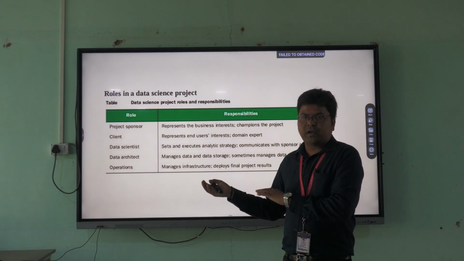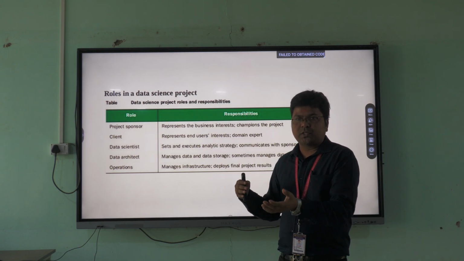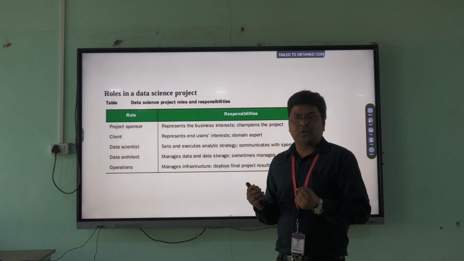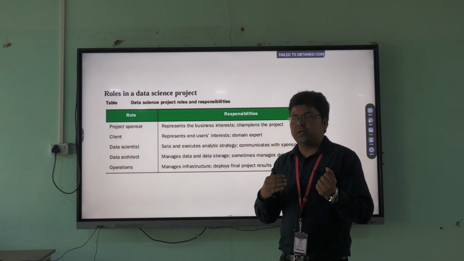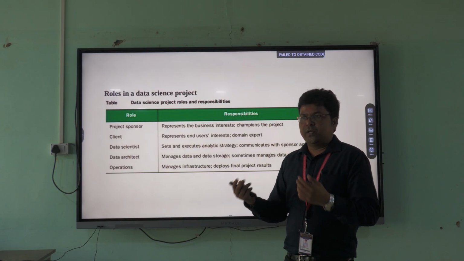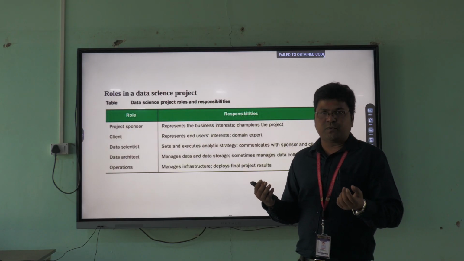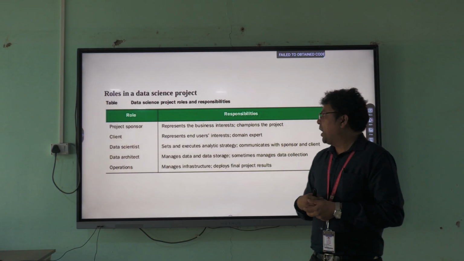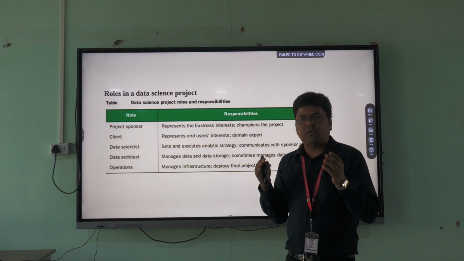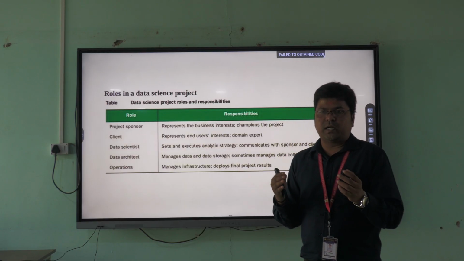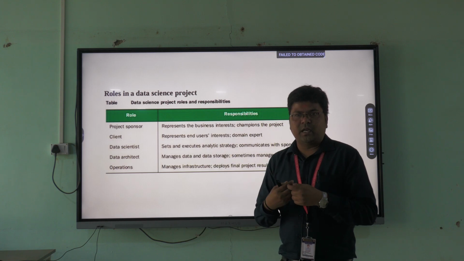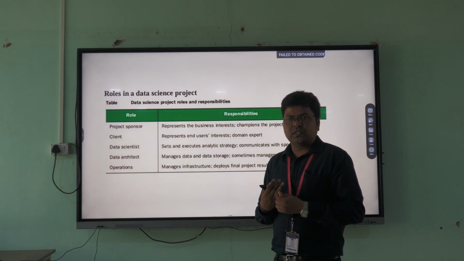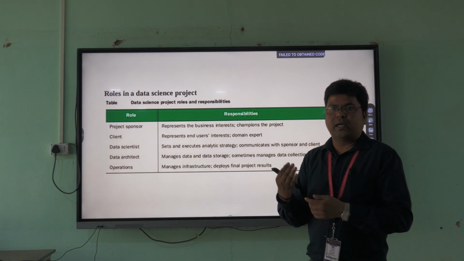One is the project sponsor, who deploys the data science project for his company or his industry, from where he can take better decisions from the data. The client is the person who is working on the data science project, and the data scientist is the person who is responsible for developing the model, different types of machine learning models, and satisfying the end user requirements. Then the data architect is the person who is responsible for managing and supplying the data.